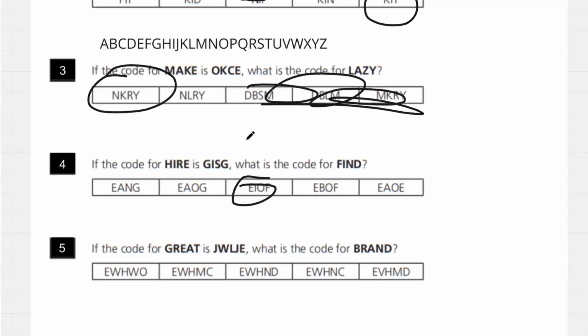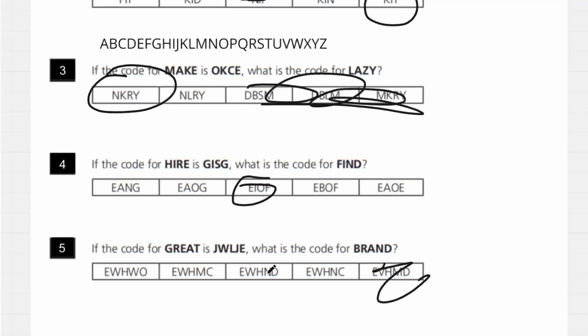Question 5, G to J. +3. B +3 is 1, 2, 3, E, all of them are E. R to W. All of them have W next. R to W is going to be 2, 4, 5. R plus 5 is the same one. We're going to get W next. We can cross out the last one.